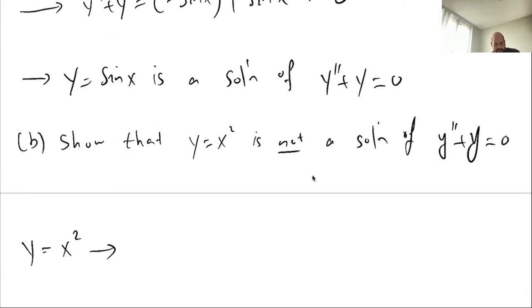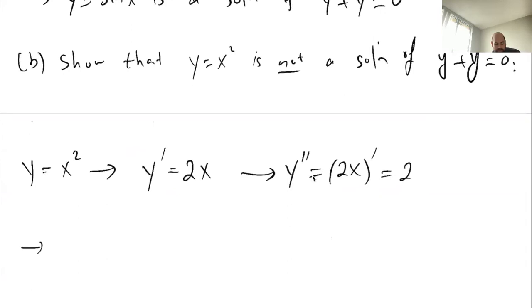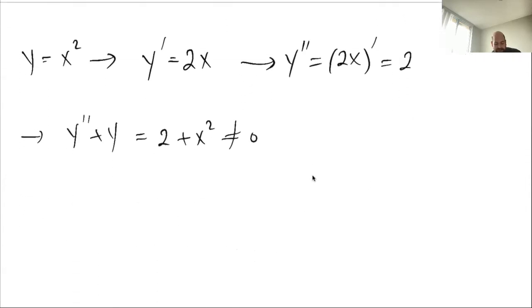So how much is y prime? Y prime, the derivative of x squared, is 2x. And y double prime, the derivative of 2x, is 2. So y double prime plus y is 2 plus x squared. This is not equal to 0. So when we say equal 0 or not equal to 0, this means as a function.